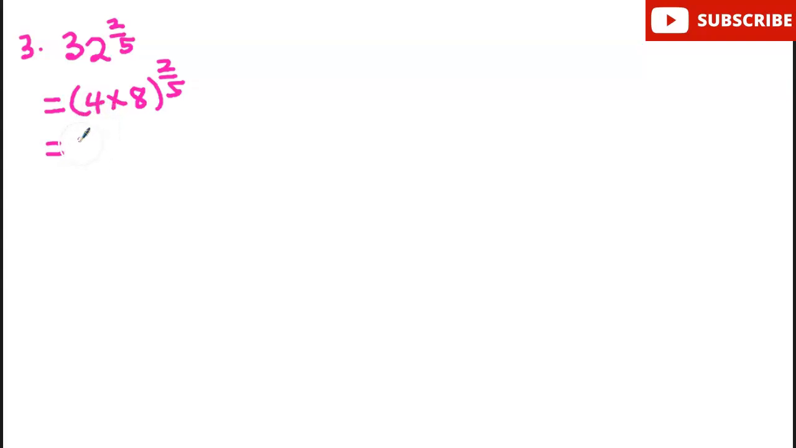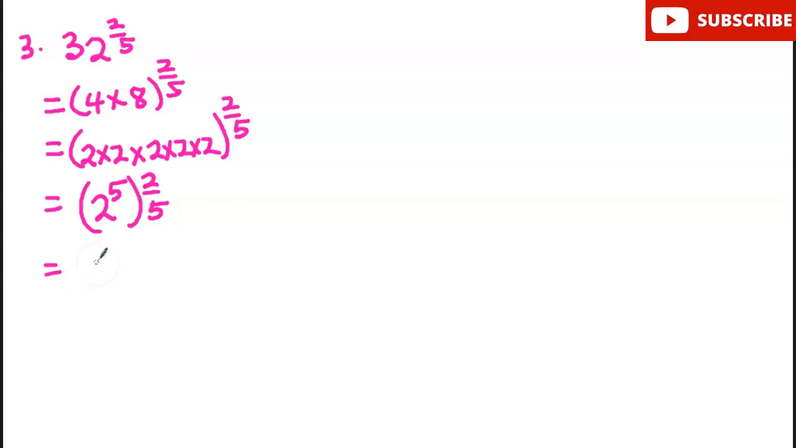So let's look at the next one, the third one. 32 raised to the power 2 on 5. So how do we simplify it? Well, we can say 32 can be written as 4 times 8, all to the power 2 on 5. Okay. And then we are just breaking the number into simple factors. And 4 can be written as 2 times 2. 8 can be written as 2 times 2 times 2. So 2 is multiplying itself how many times? 5 times. So we can write it as 2 raised to the power 5.